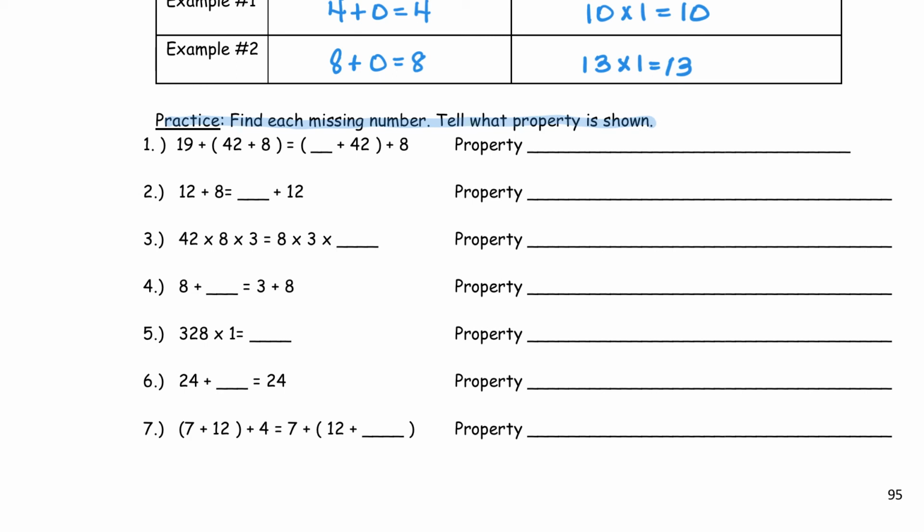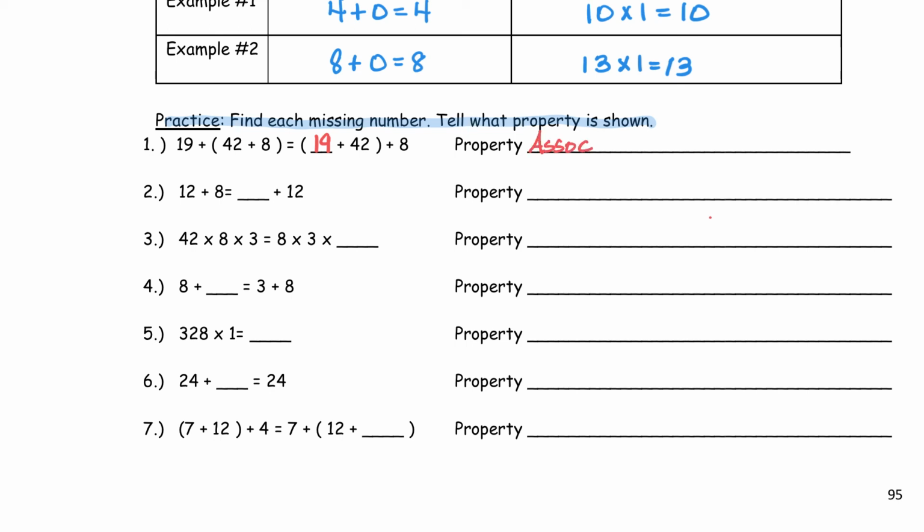So for example, number one says 19 plus 42 plus 8 equals. Now, what number do we need to fill in to make these equal? So the first number that was there is 19. That's the one that's missing. I'm going to put 19 there. And then which property would that be? You could look back in your notes, and then you should hopefully realize that that property is the associative.